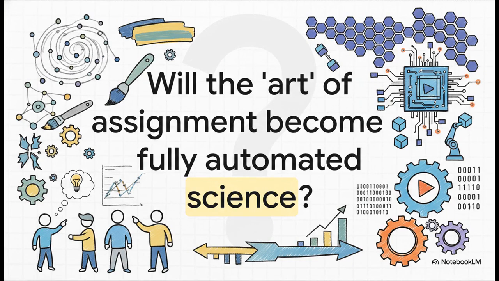So let's wrap this explainer up with a final thought. Right now, figuring out the best assignment strategy takes a lot of human insight. There's a real art to it. But as our systems get smarter with AI and machine learning, do you think that art will eventually become a fully automated science? Will the system just figure it all out for itself? That's a really interesting question to chew on as this field keeps getting more and more advanced.